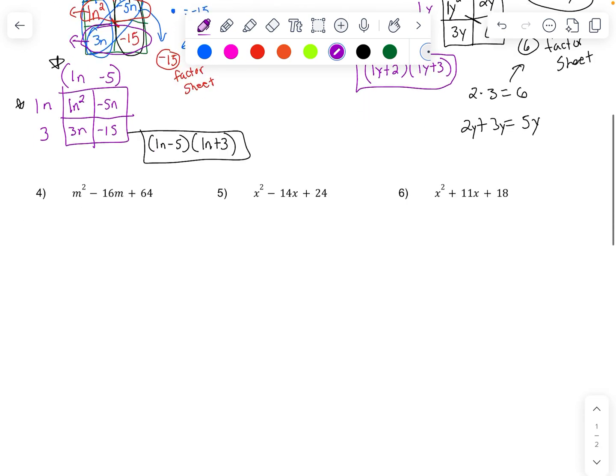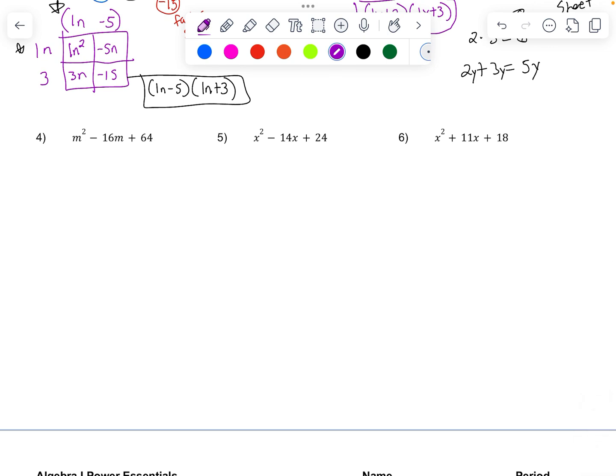All right, let's do number 5. Okay, to start the problem, make your box. First term, top left. Last term, bottom right. Remember, this could be a 1 in front of that x squared, so we take 1 times 24, which is 24. That's what you're looking at on your factor sheet. So you're looking at your factor pairs of 24. So you should be seeing 1 and 24, 2 and 12, 3 and 8, 4 and 6.